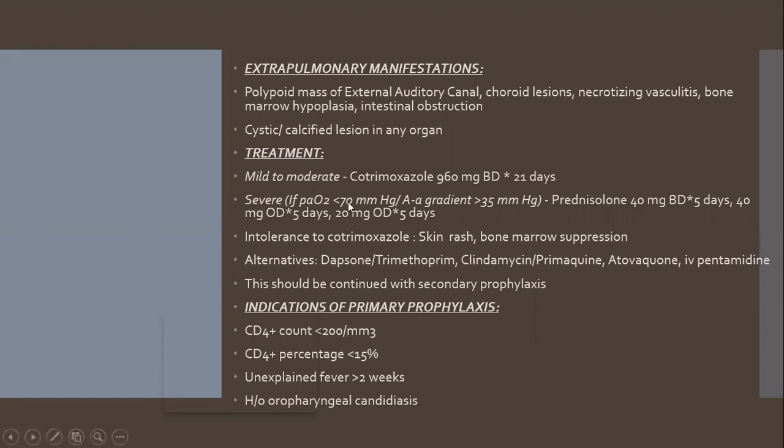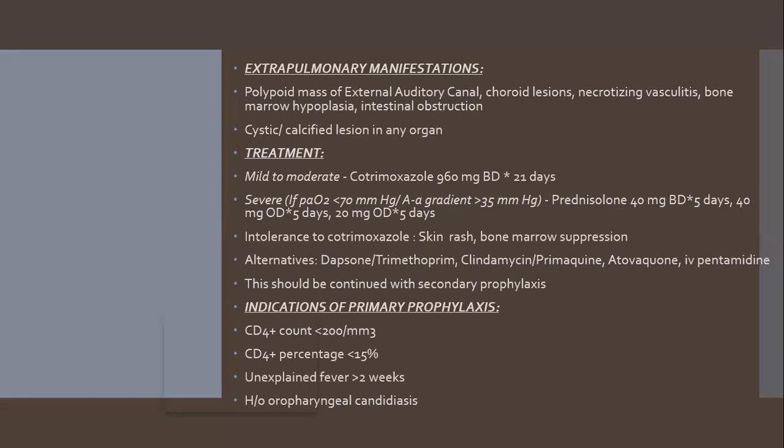Suppose if there is a severe infection, when do you say severe? AA gradient is more than 35 millimeters of mercury, or patient is having hypoxia less than 77 millimeters of mercury, we have to give steroids. Steroid dose you all know very well, prednisolone 40 milligram BD for 5 days. Then you have to taper it, 40 milligram OD for 5 days, 20 milligram OD for the next 5 days.